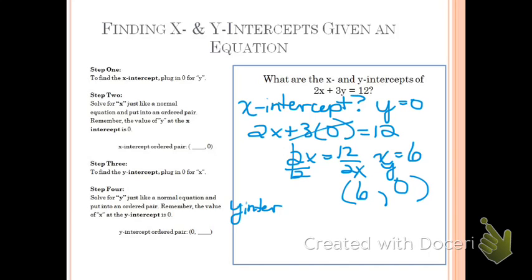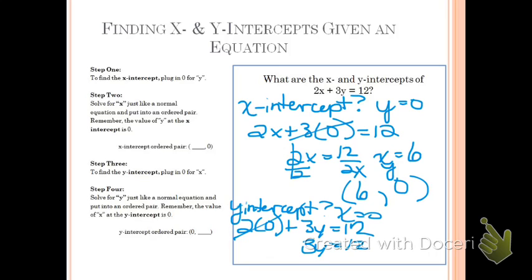If you're solving for your y-intercept, you want to know what is y equal to when x is equal to 0. Rewrite the equation, but this time instead of replacing y with 0, you're replacing x. 2 times 0 equals 0, so you get 3y is equal to 12. Divide both sides by 3, and you'll find that y is equal to 4. Therefore, the y-intercept would be equal to 0, 4.